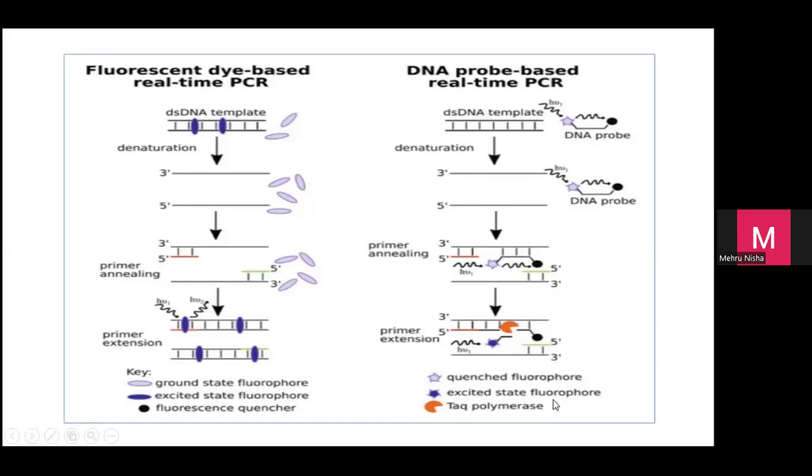So kalau nak pergi more detail, we have two dye lah, quencher, fluorophore and also Taq polymerase, excited dye and so on. So this a bit more technical lah, macam mana dia bekerja. But overview, this is the idea.